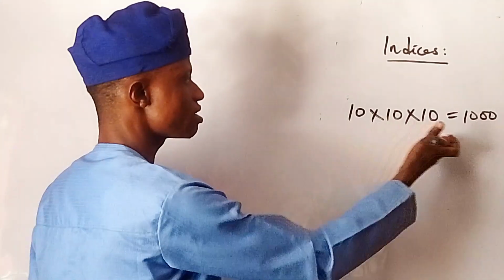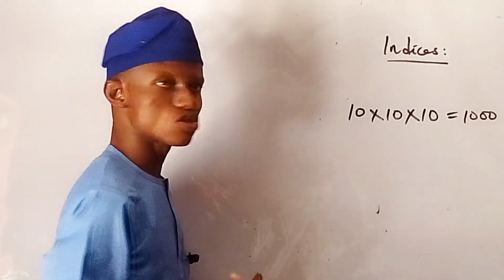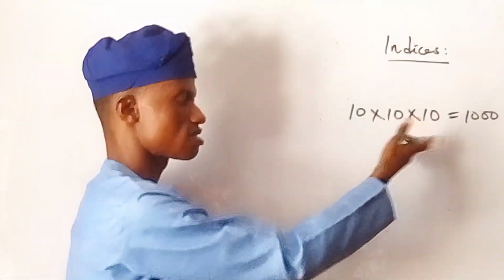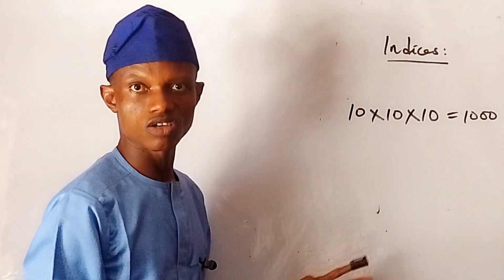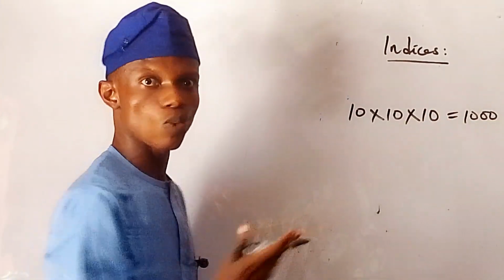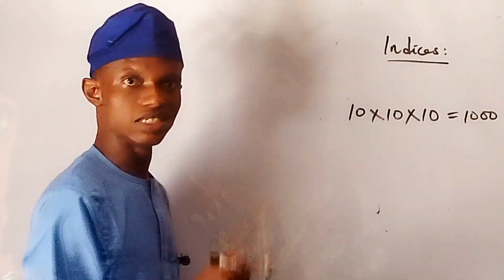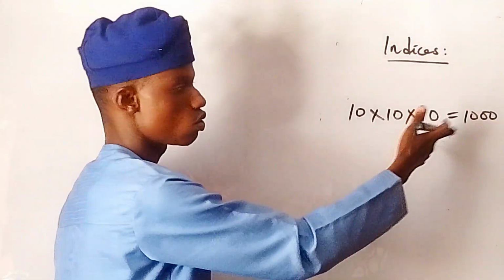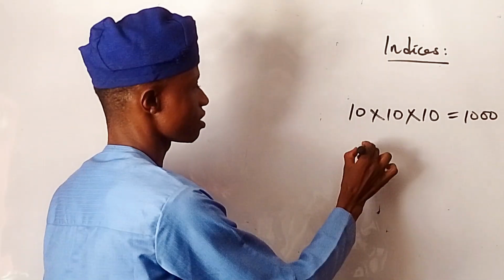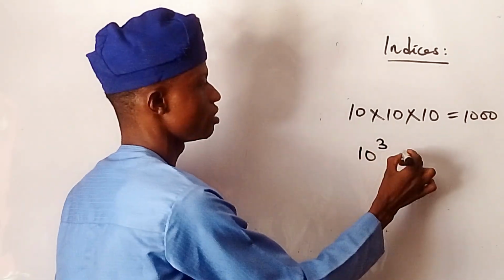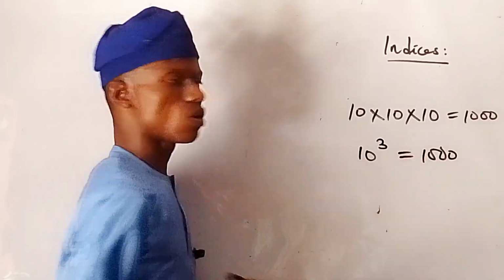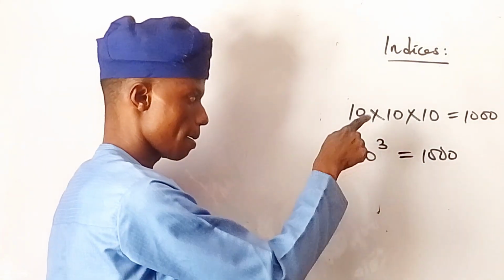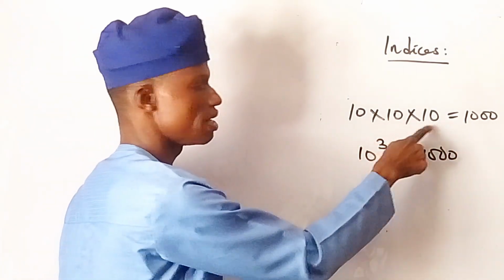However, expressing our multiplication this way is somewhat untidy. There is a shorter route to express this repeated multiplication of the number 10 to give the product 1000. That shorter route is what we call indices. So instead of writing 10 times 10 times 10 equals 1000, we can express it as 10 raised to the power of 3 equals 1000. Now, what does this mean? It means that we are multiplying this 10, the same number, by itself in 3 places.